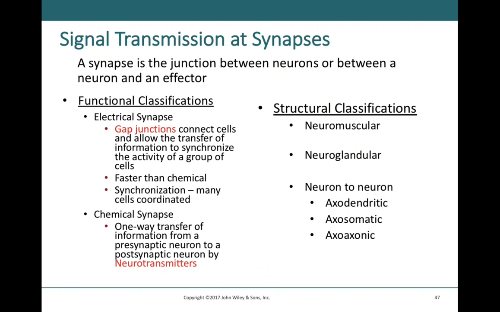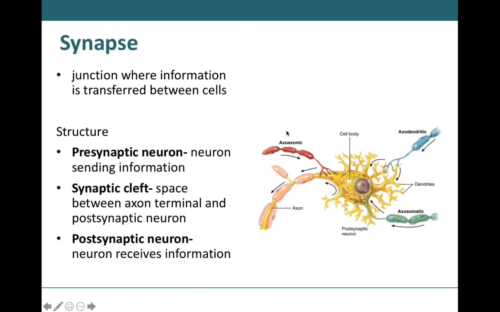An axosomatic synapse is going to be between the axon of our presynaptic neuron and the cell body of our postsynaptic neuron. And the axoaxonic synapse is going to be between the axon of our presynaptic neuron and the axon of our postsynaptic neuron. And we actually see all of these different types of synapses shown right here.